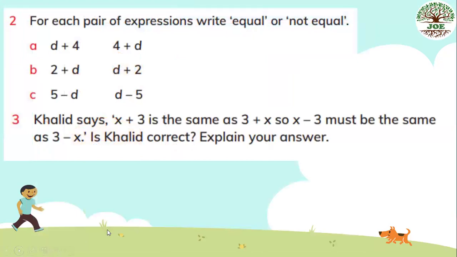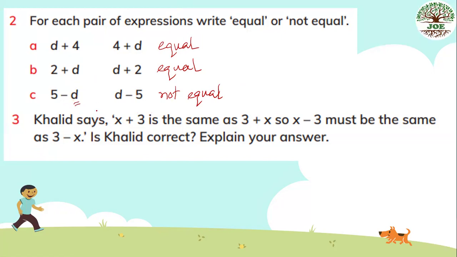And number 2, for each pair of expressions, write equal or not equal. Okay, part A, D plus 4 and 4 plus D. Is this equal? Part B, 2 plus D and D plus 2, it is also equal. And part C, 5 minus D and D minus 5, it is not equal. Not equal. Okay, let's see.